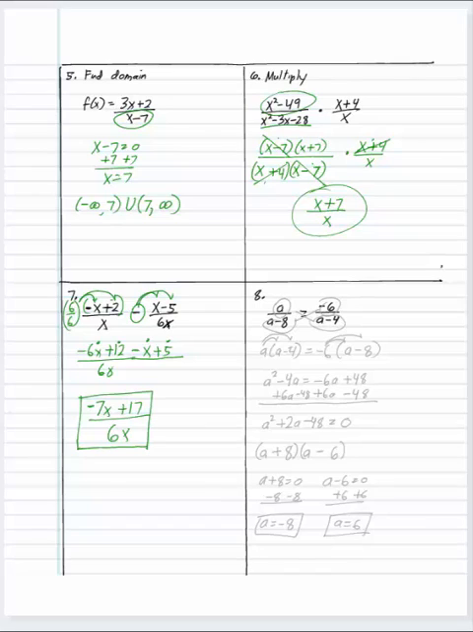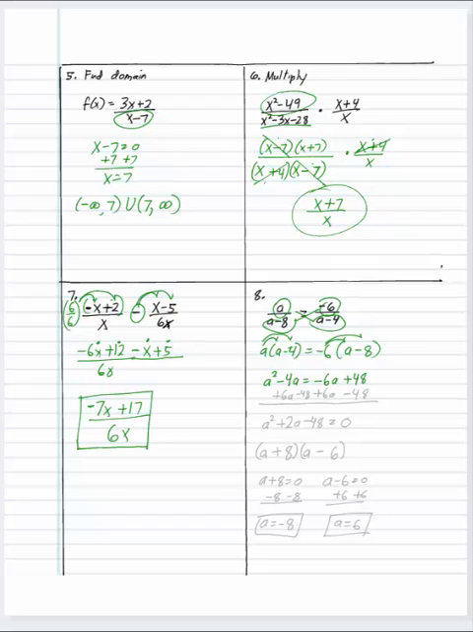For number 8, let's cross multiply. So a times a minus 4 will equal negative 6 times a minus 8. I'll start by distributing, so a squared minus 4a equals negative 6a plus 48.